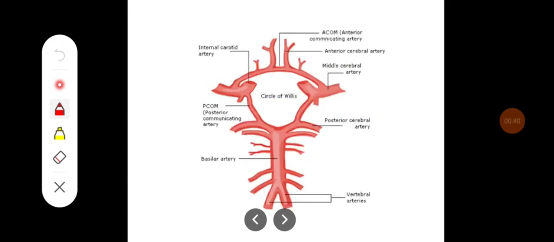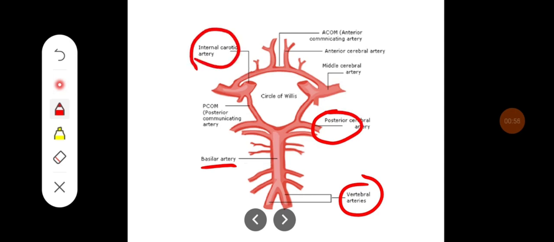So this diagram shows the vertebral arteries, which are going to join to form the basilar artery, and which are going to give branches to form the circle of Willis together with the branches of the internal carotid arteries. And the circle of Willis is going to give the anterior cerebral artery, middle cerebral artery and posterior cerebral artery, which are going to perfuse the brain tissue.